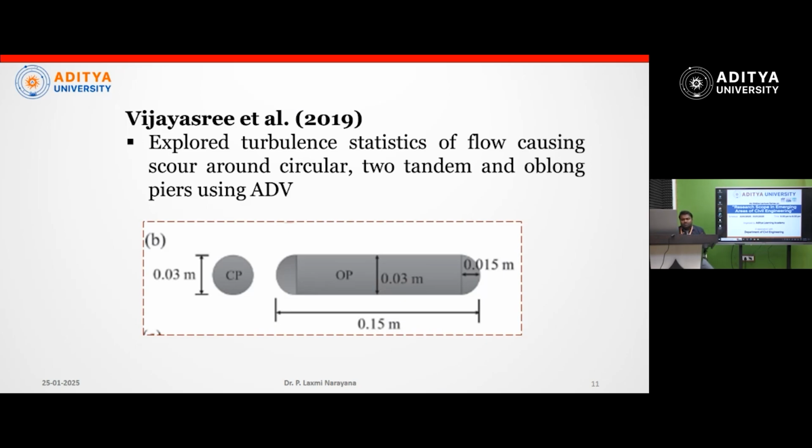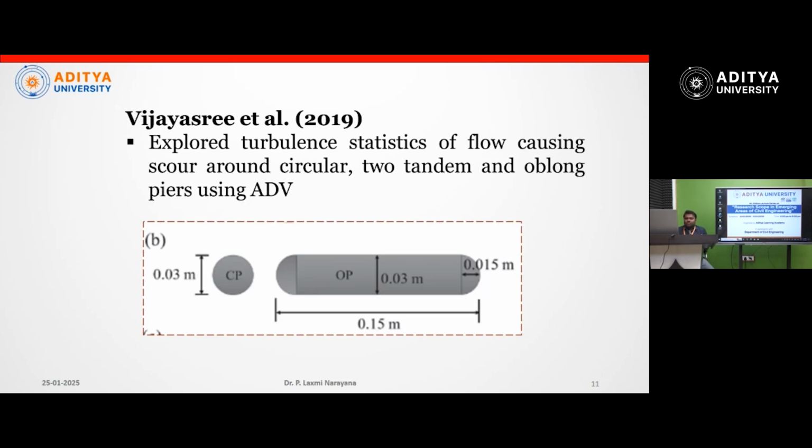In all the cases, she observed that the oblong shape, which you can see on the screen, is the best shape, where low flow separation, low local scour, everything has been low. So this is one of the good recent studies. The oblong shape is very much an application-oriented shape.